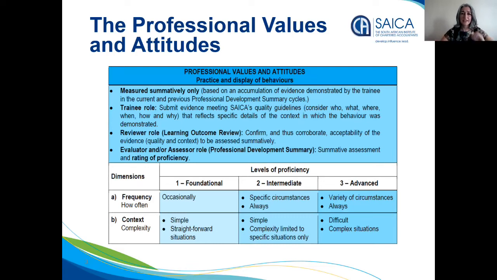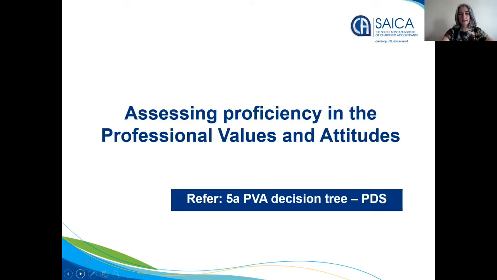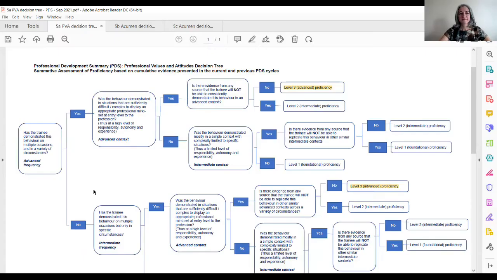So let's have a look at that decision tree. The decision tree that I'd like to suggest that you have open at this point is 5A, the professional values and attitudes decision tree, which is only at a PDS level. You will notice again that there is no decision tree for the learning outcome review.